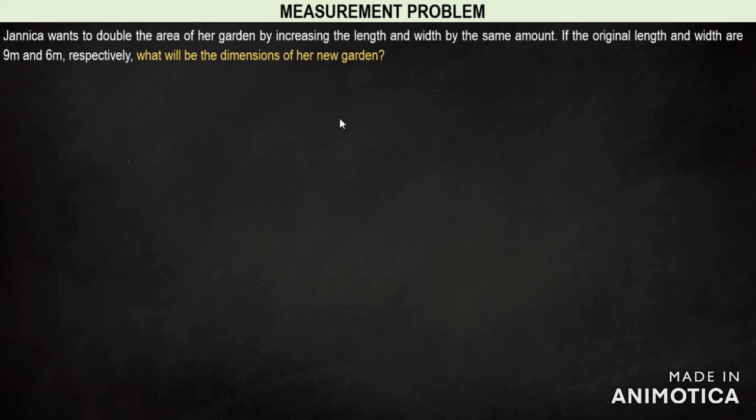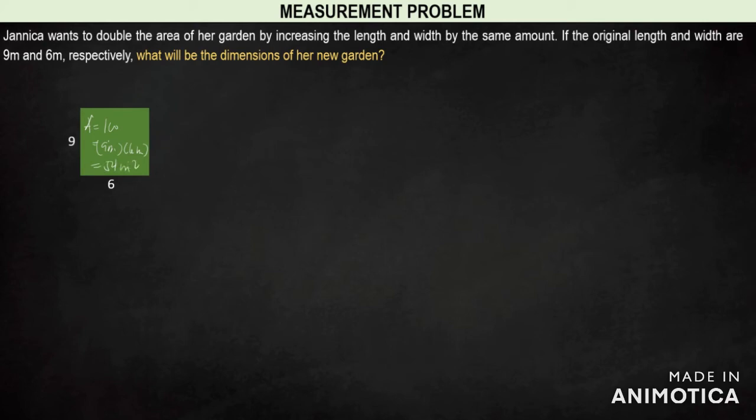So the first thing that we are going to do is visualize the problem. Okay? So Janica has a garden that looks like this, with dimensions 9 meters and 6 meters respectively. That means the area, which is length times width, is 9 meters times 6 meters, which is equal to 54 square meters.